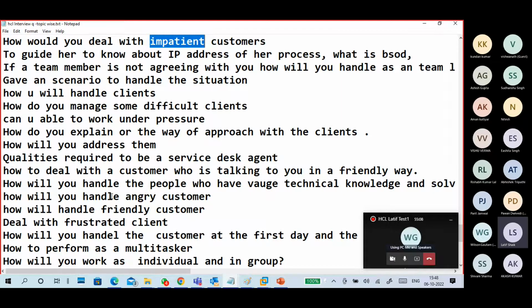Sir, how will we handle friendly customers, sir? Friendly customers, okay, that we will see. A friendly customer is a separate type of customer, right?